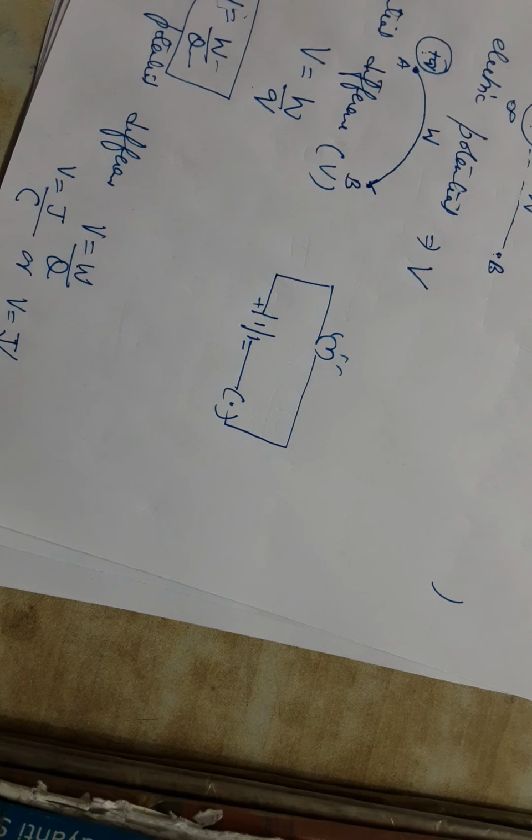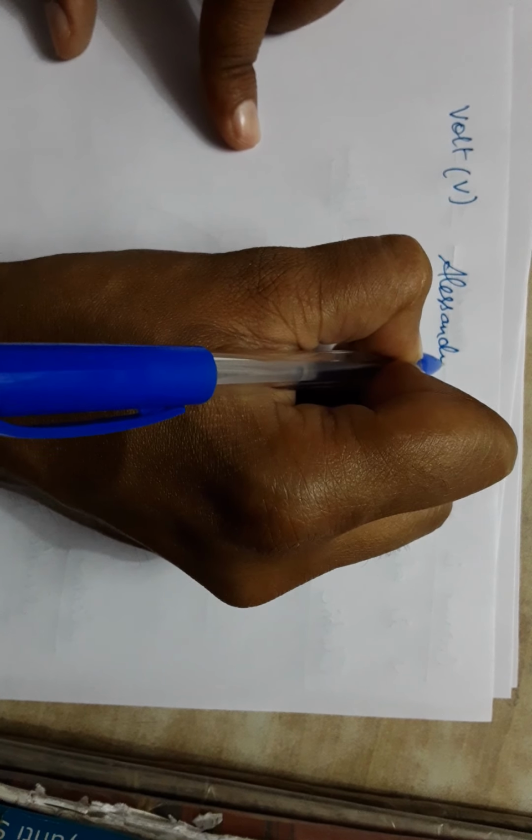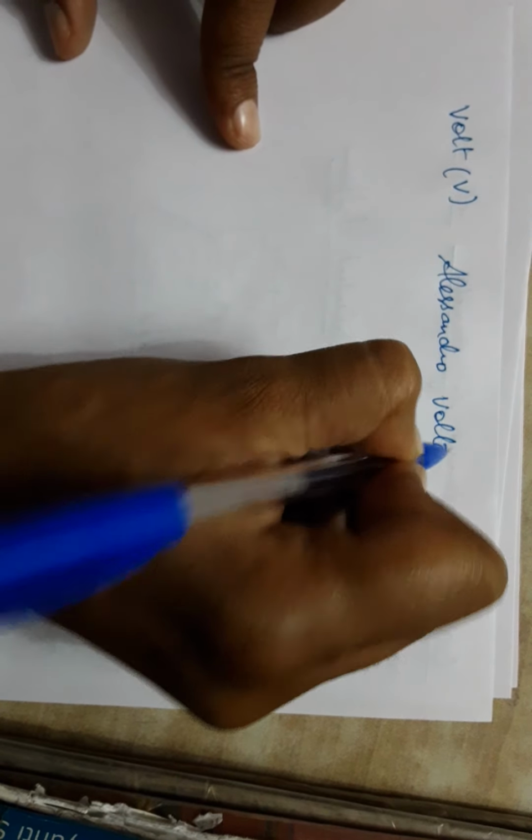Thus, the SI unit of electric potential or potential difference is Volt, after the name of the scientist Alessandro Volta. It is also given after the name of the scientist Alessandro Volta. Its SI unit is V.